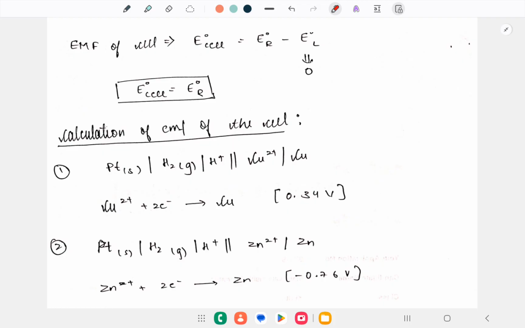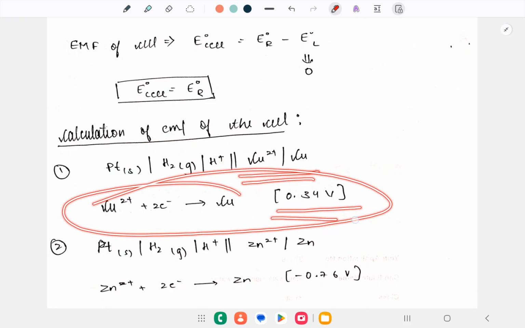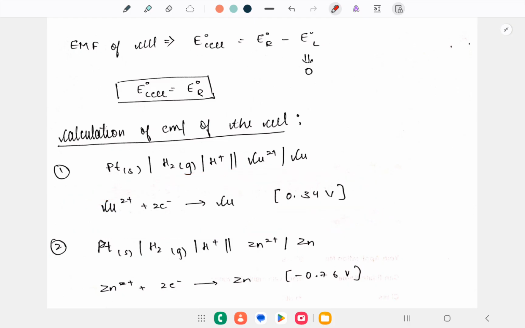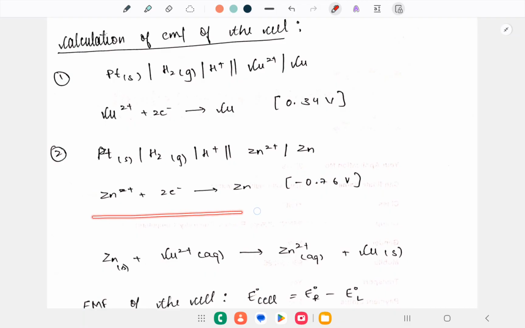So here this is a cell in which we know that this will be 0, so you can easily find out, and we found out that 0.34 volt will be the EMF of this half cell. In the same way, for zinc we have found it to be minus 0.76.